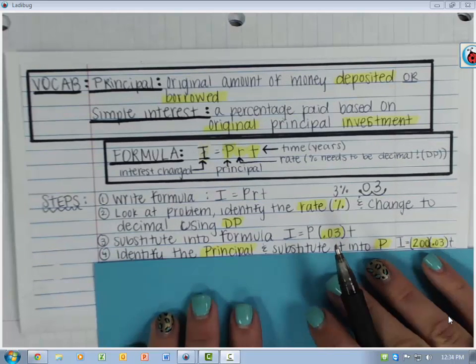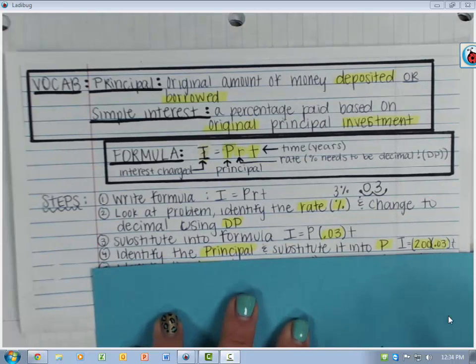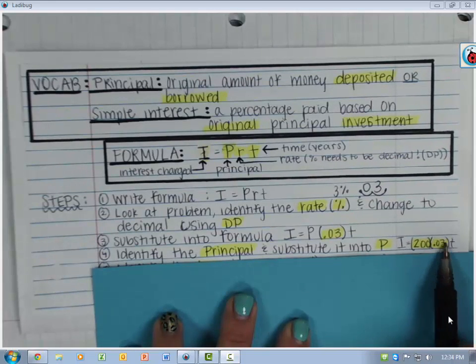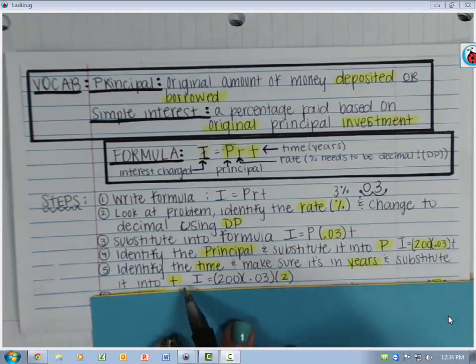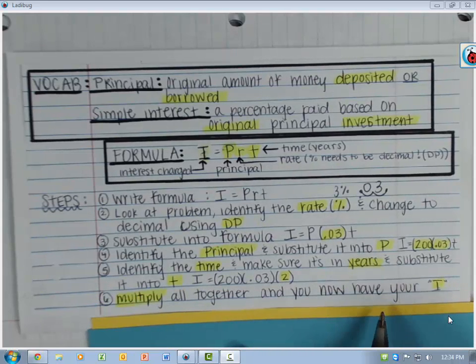Then identify your principal and substitute it into P. So say we had $200. We borrowed that $200, right? We're going to put it into P, and then you still need to find this T. Well, your problem is going to tell you how long it's going to be. So identify the time, make sure it's in years, and substitute it into T. So your work should look like this. Now, when you have all these parentheses back to back, we know it means multiplication. So we're going to multiply them all together, and now you have solved for your I.